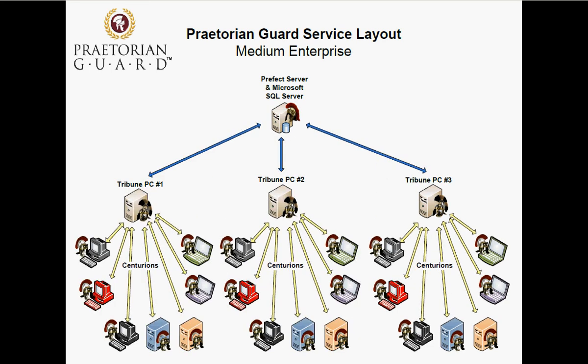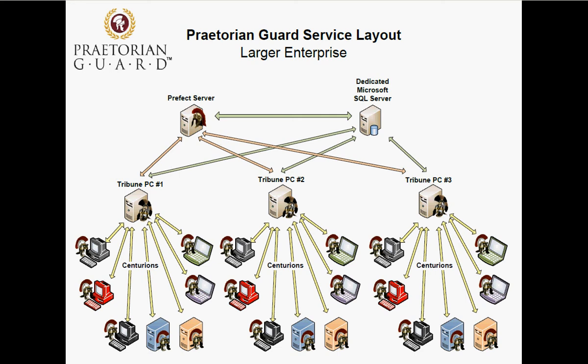Next we see a medium enterprise. Here we have even more Tribunes running, and a Prefect server and a Microsoft SQL Server on one dedicated server box. We recommend a dedicated SQL Server at this point, while it can still run the Prefect server, just so it can handle all the database connectivity needs. As you expand out with more and more Tribunes, the SQL Server must be able to handle all the data being pumped into it by each Tribune PC. The Tribune PCs can be servers or PCs. We recommend PCs to allow you to scale them out more and save you money.